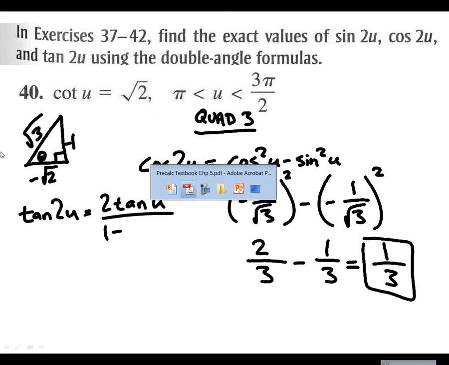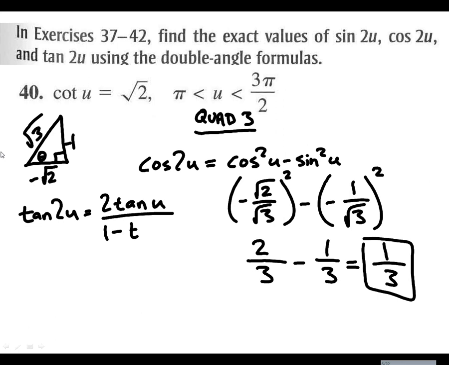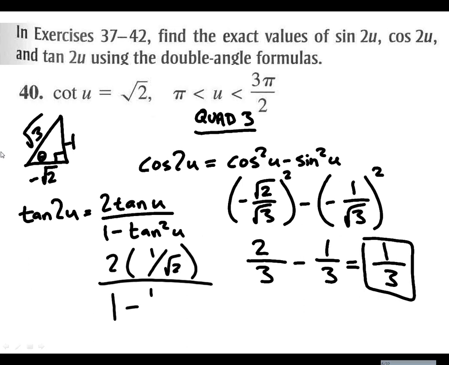It is 1 minus, isn't it? Let's go look. 1 minus, yes, tan squared u. All right, so let's plug in. The tangent here would be the flip of rad 2, so it's going to be 1 over rad 2 over 1 minus 1 over rad 2, squared. And let's clean this up.